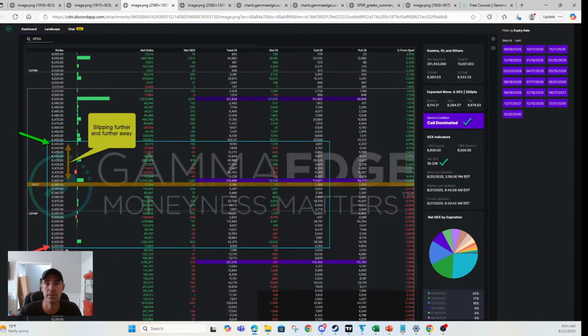Again, monitoring these transition levels we've been talking about. We'd like to have a spot price above these transition levels for a price appreciation, but we're slipping a little bit further away from the top of the transition levels.